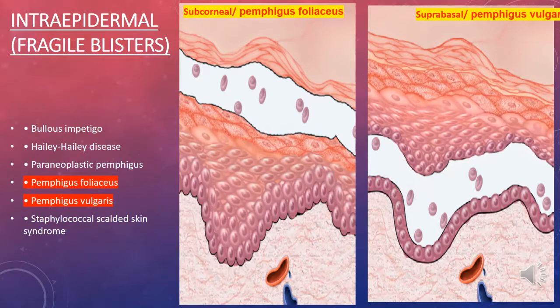So you should know the skin layers. If you don't know about the corneal region of the skin, you can't understand and imagine where it should be. The subcorneal region is for pemphigus foliaceus, and for vulgaris it's above the basal layer, so it's the suprabasal region.